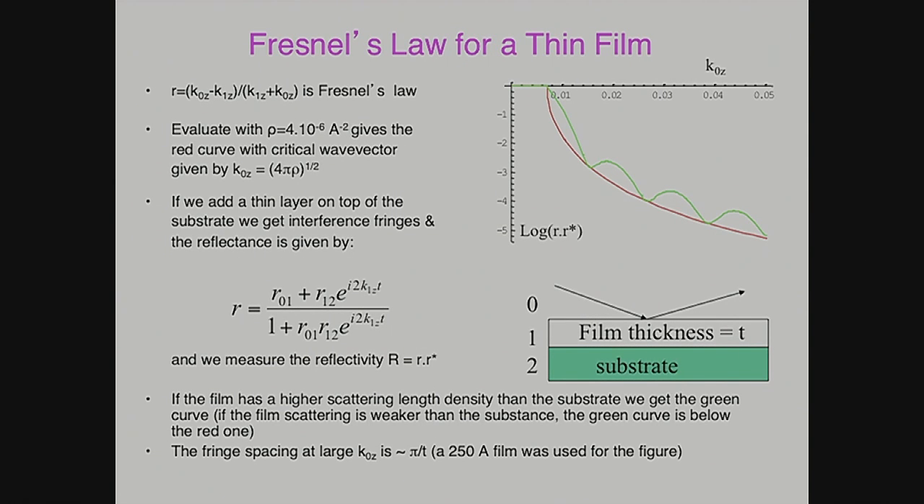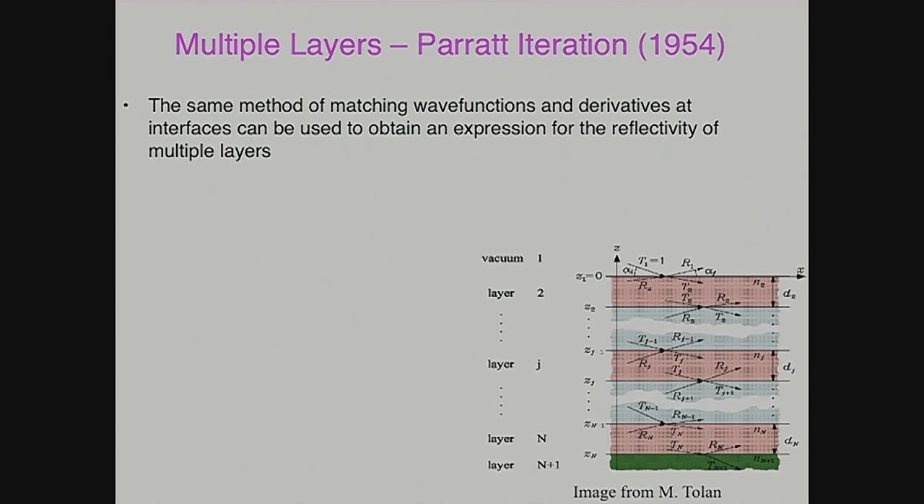This is just an example of what you get from a reflectivity measurement if you have a film on top of a substrate. If you only had the substrate, you would get this. And then if you put the film on top of it, you get this thing here. And the distance between these nodes immediately tells you the thickness of the film. So it's a very good way of measuring film thicknesses. And you can do the calculation for all sorts of structures with many layers.